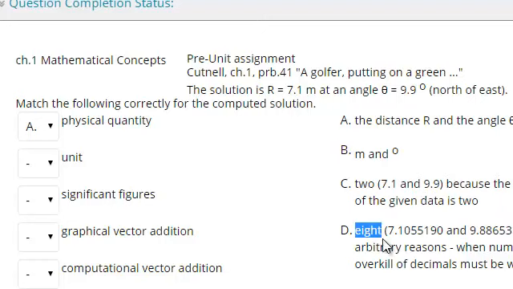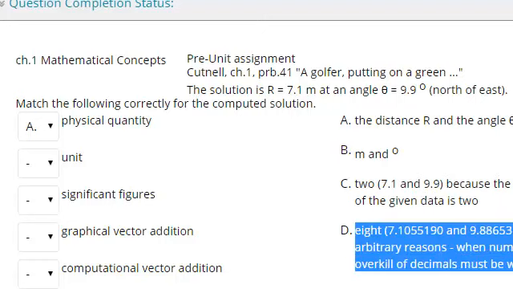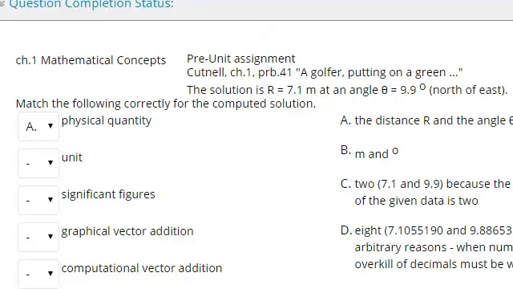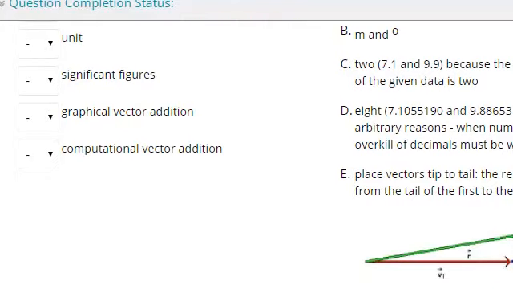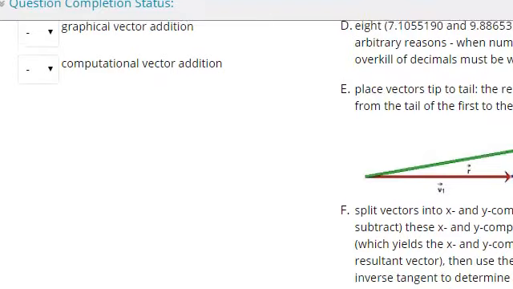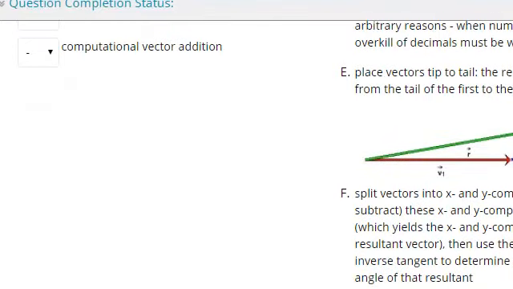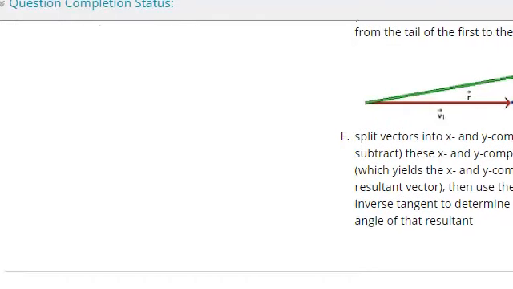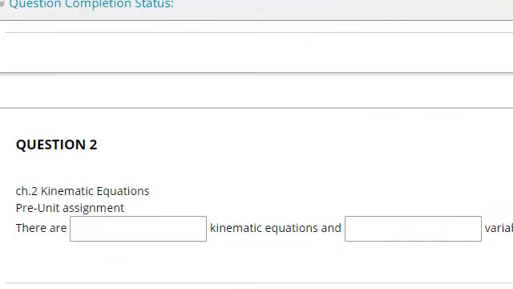By the way, this one is incorrect. Please read through it. I'm sarcastic on this one here. So you skip this answer, obviously. Graphical vector addition. Well, that's what happens with vectors. And computational vector addition is when you split the vectors into x and y components, add them separately, and then put them back together using the Pythagorean and the tangent. And that would be what you should get out of chapter 1.